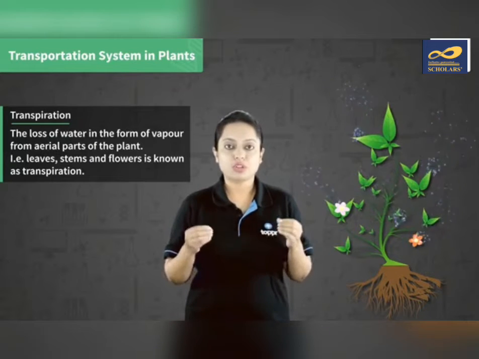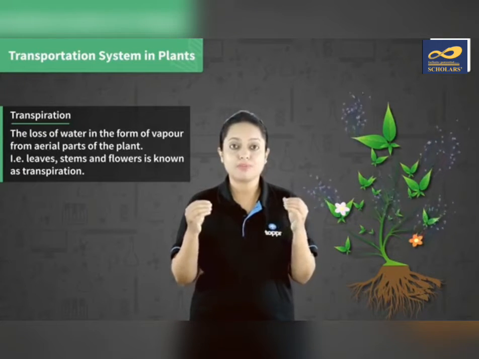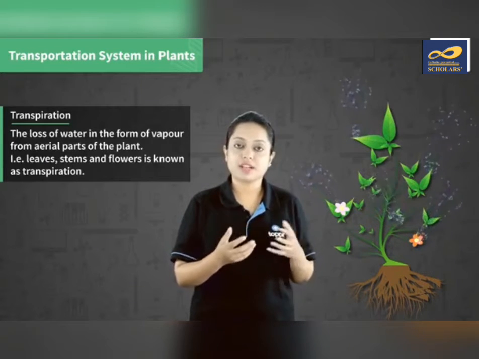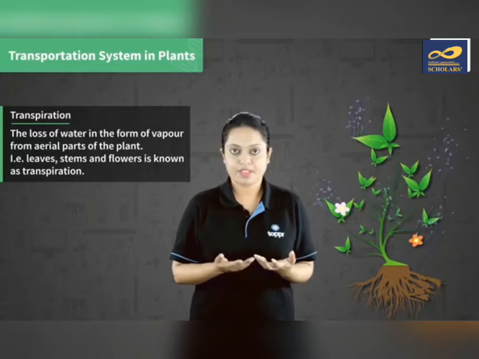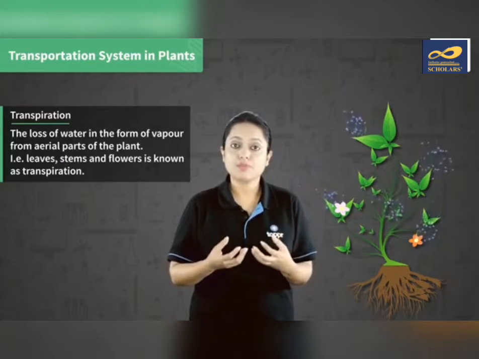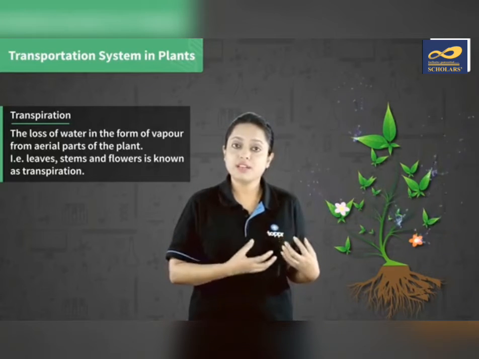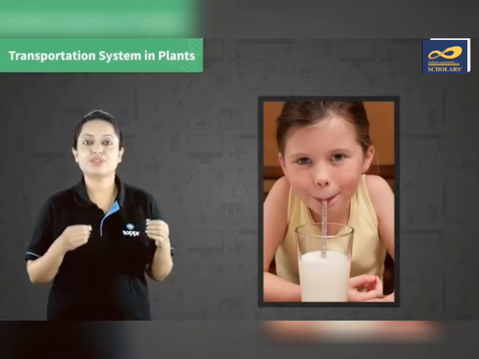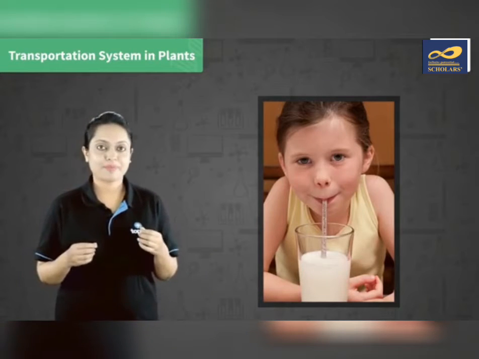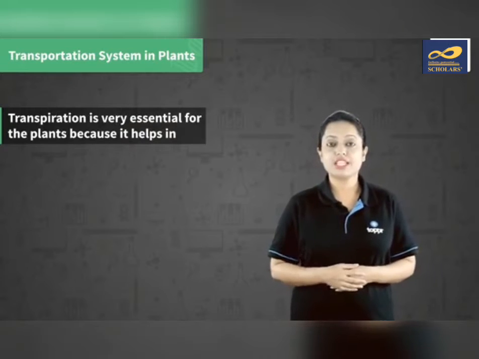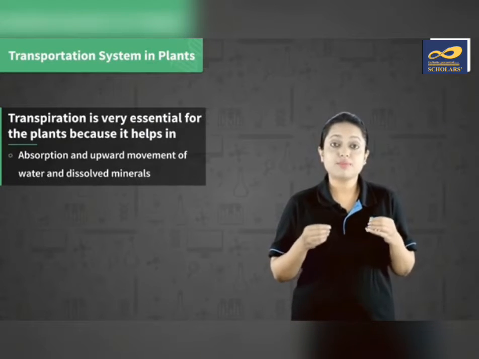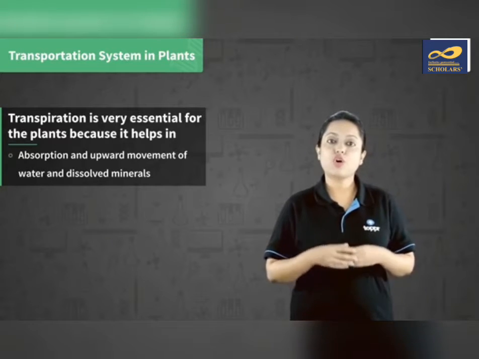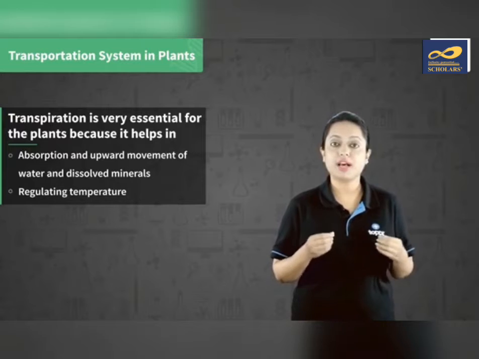Now due to the loss of water molecules from all the aerial parts of the plant, these parts are left with less water in them. As a result, this creates suction, and because of this suction, water is pulled upwards from the xylem cells of the roots to the leaves. This is very much similar to the way we suck drinks with a straw. Now transpiration is very essential for the plants because it helps in absorbing nutrients from the soil. Moreover, transpiration also helps in regulating the temperature in the plant.